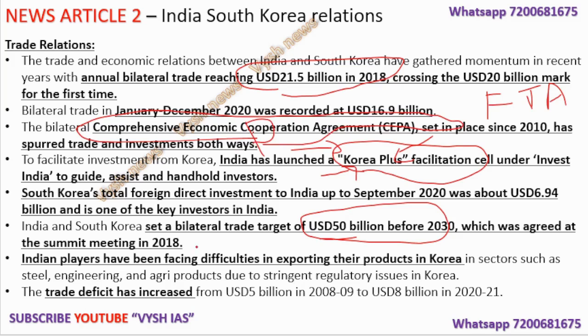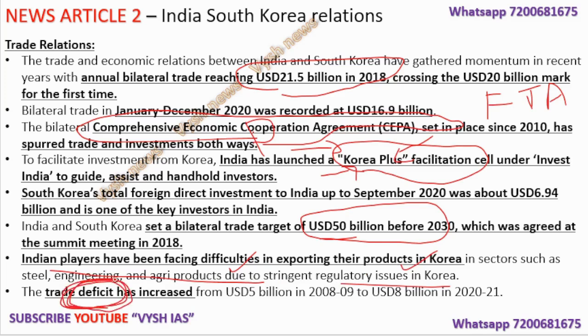And the problem is, we actually export to Korea, but it's very little. We are facing difficulty exporting products to Korea in sectors like steel, engineering, agriculture and so on, because of a lot of regulatory issues in Korea. So we have to change that now. As of now, we have a trade deficit. Trade deficit means they are exporting more things here, but they are importing less from India.